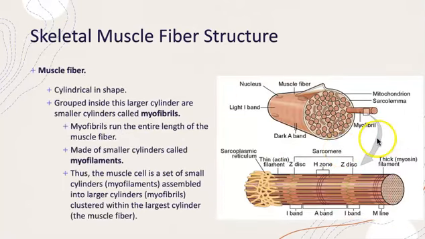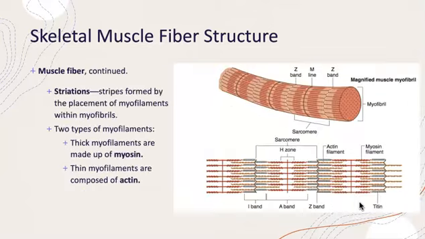So let's go back to our myofibrils here within our muscle cell. Like we said, we are going to have many myofilaments in here that are essentially our contractile proteins, and they are going to be assembled into larger cylinders so that we can organize the proteins here for muscle contraction. And that's what essentially creates these striations based on the placement of these myofilaments.